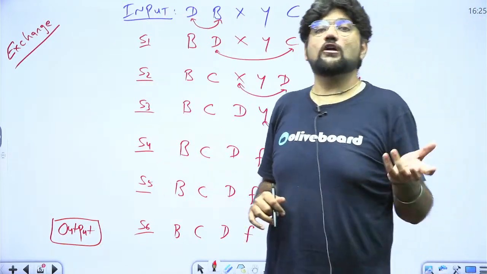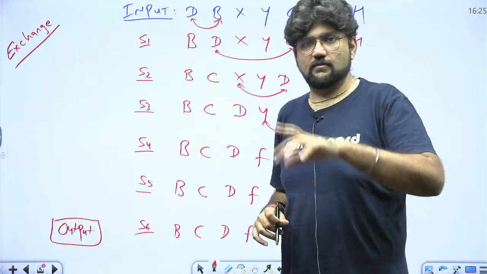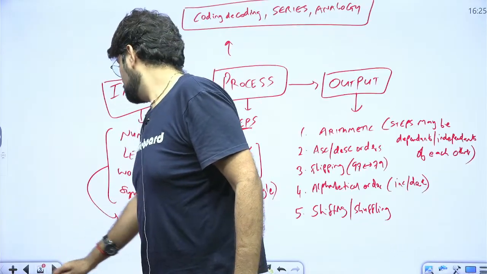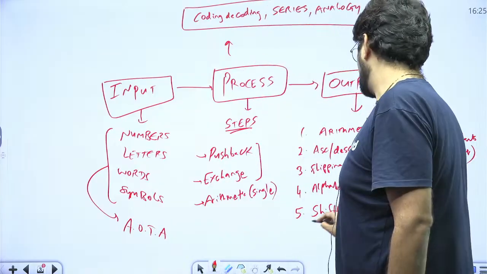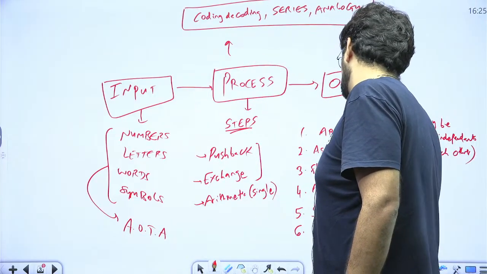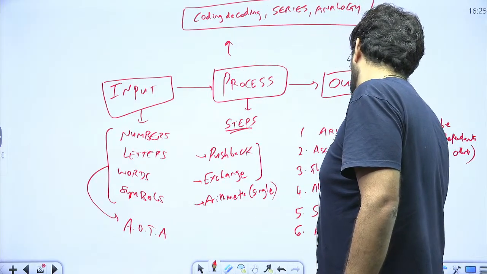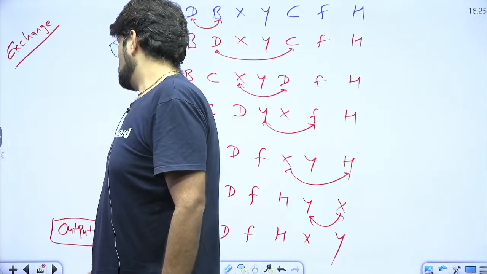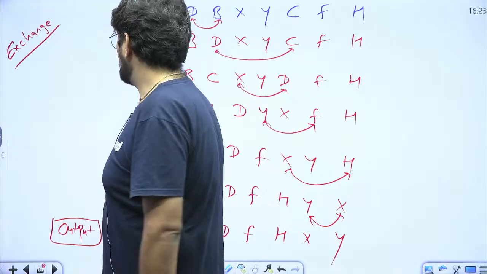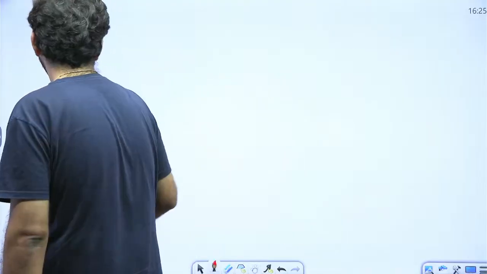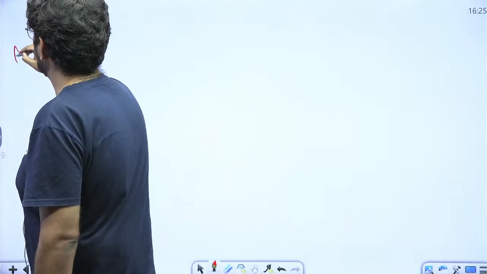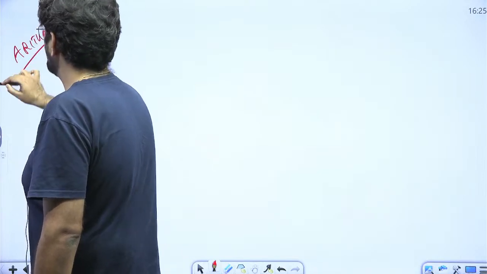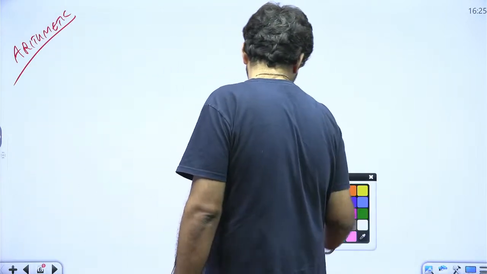And they can also give you alternating, like one number, one letter, one number, one letter. That is also happening. So I'll just write that here also. So output can have alternate also. Right? Now let me show you an arithmetic based example. I'll show you both dependent and independent in the same logic.